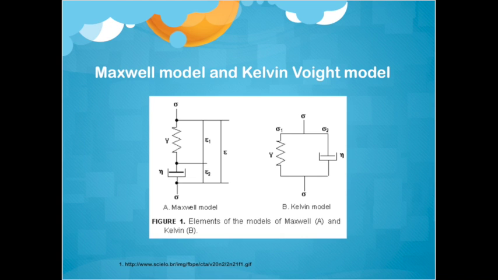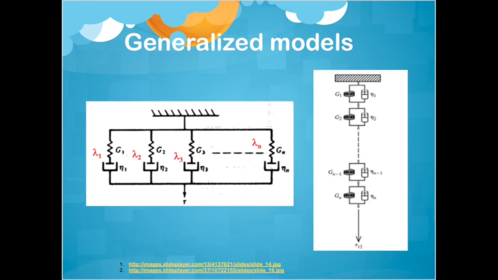In this course, we have learned two basic models, namely the Maxwell model and the Kelvin model. The picture on the left shows a series of spring and dashpot, which is the Maxwell model. The picture on the right-hand side shows a parallel combination of spring and dashpot, which is the Kelvin model. In real situations, although the Maxwell model is conceptually reasonable, it cannot fit the experiment data well. Instead, we need to use generalized models.